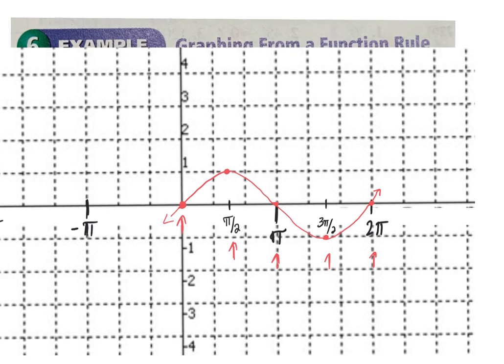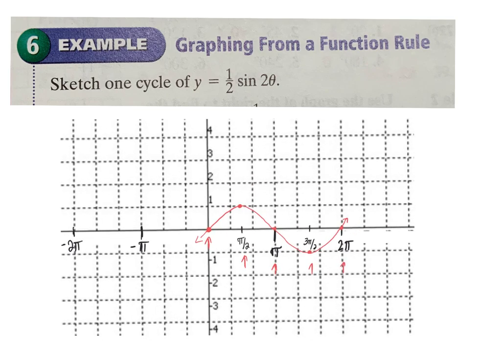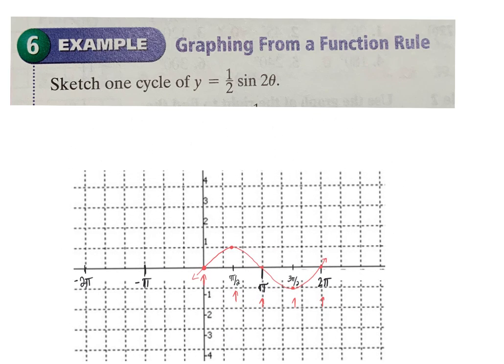So let's look at this cycle here. One cycle of 1/2 sine of 2 pi. They specifically want this graph. So we're going to find our amplitude and we're going to find our period. Look at your sheet. Amplitude is your A value, right? Which one is your A value here?